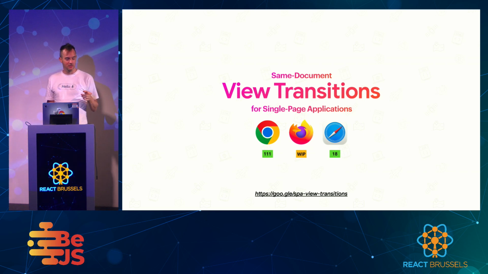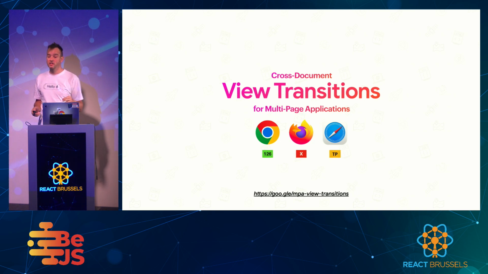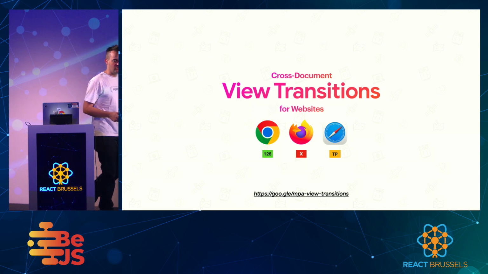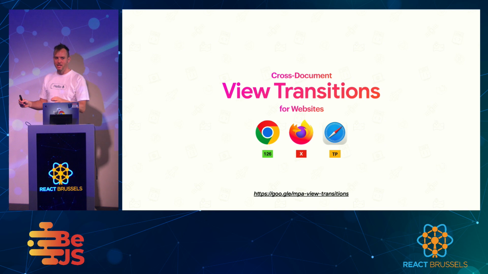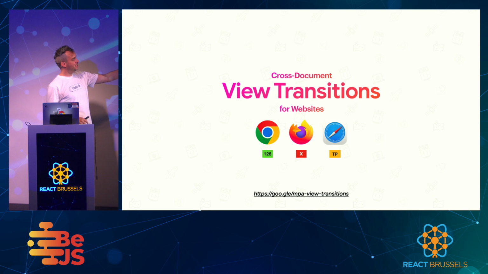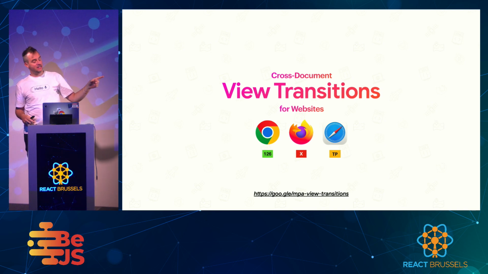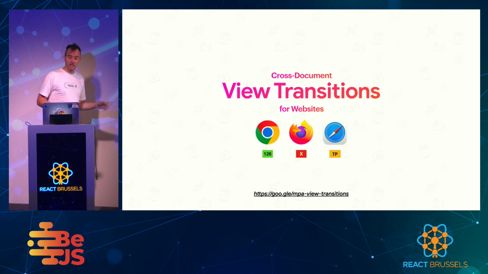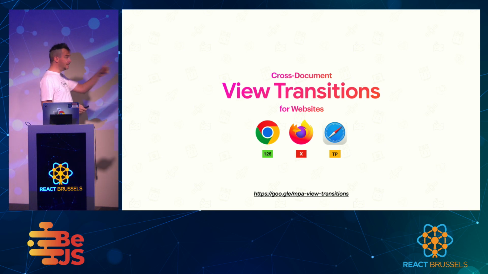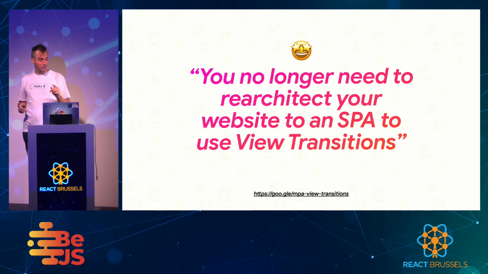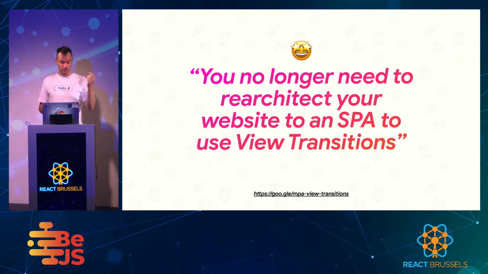I've got something else to tell you, because we also have cross-document view transitions for multi-page applications, also known as cross-document view transitions for websites, because that is what an MPA is. It's 2 pages, you have a link from the one page to the other, and it works. It's supported in Chrome 126. The Safari team have it in Safari Technology Preview, so hopefully they will ship it in 18.1. And the Firefox team won't be working on it this year, but maybe next year. And this is pretty exciting, because that means you no longer need to re-architect your web app to an SPA in order to use view transitions.